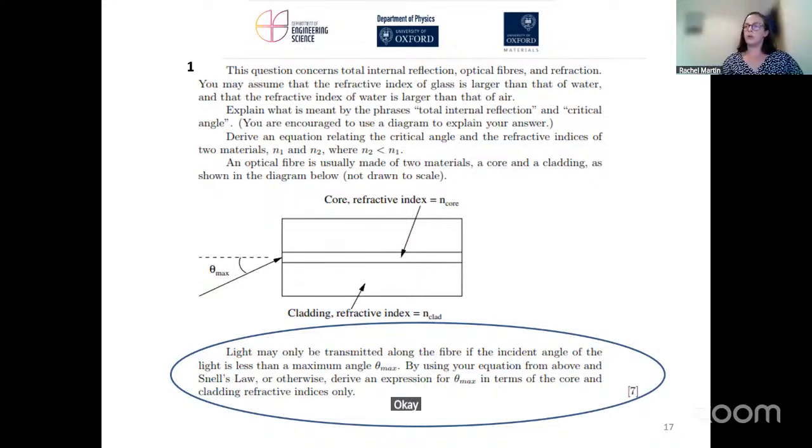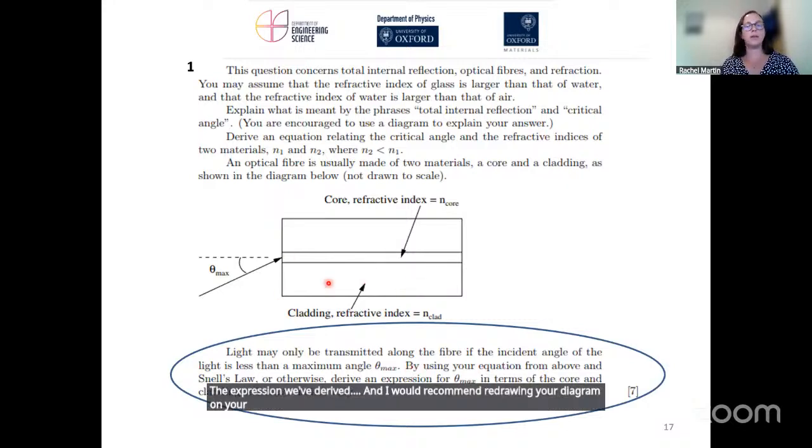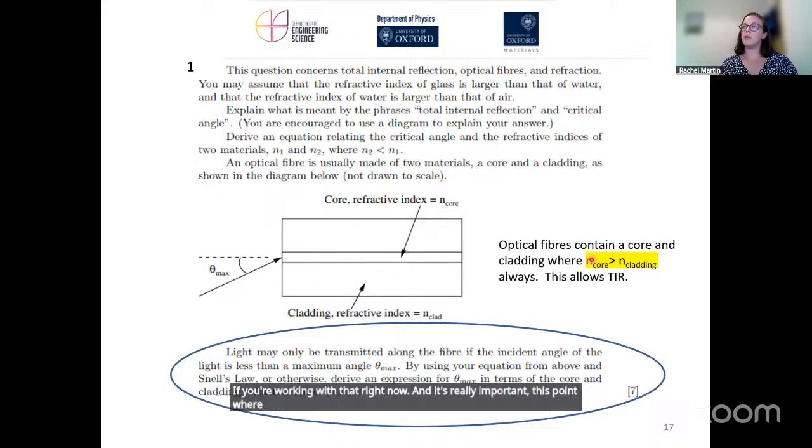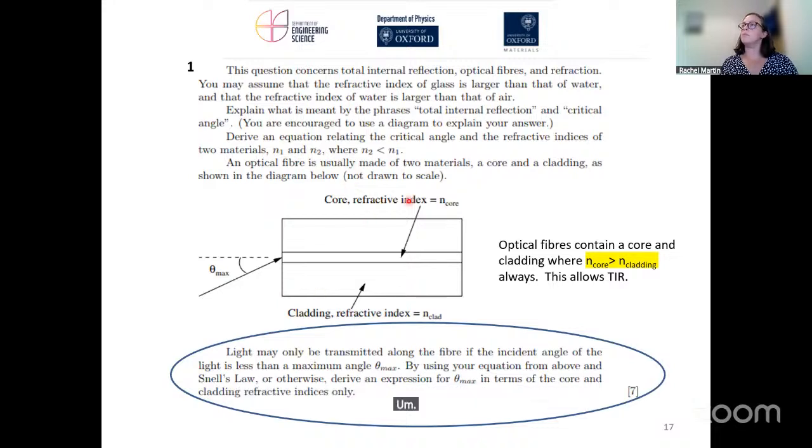Okay, so we have the expression we've derived, and I would recommend redrawing your diagram on your piece of paper if you're working with that right now. It's really important that the optical fibers contain a core and a cladding, where the refractive index of the core, as it states up here as well, is greater than the cladding, because that's the only way we'll get total internal reflection along that core.